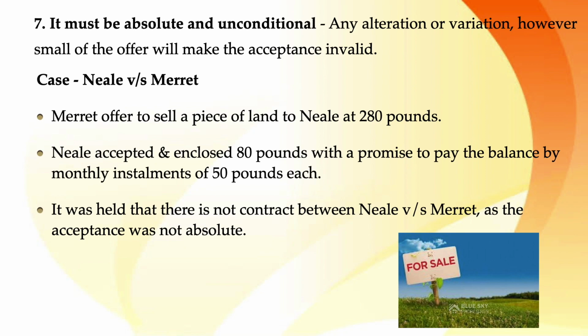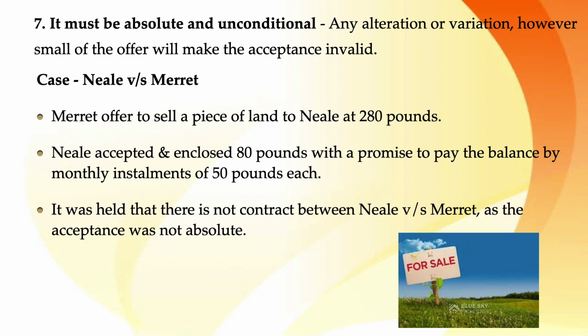He is making certain changes and he himself is adding a promise to the offer, that he is promising to pay the remaining balance of 200 pounds in monthly installments. Now this is called invalid acceptance. Is that clear? So it was held that there is no contract between Neale and Meerit as the acceptance was not absolute.